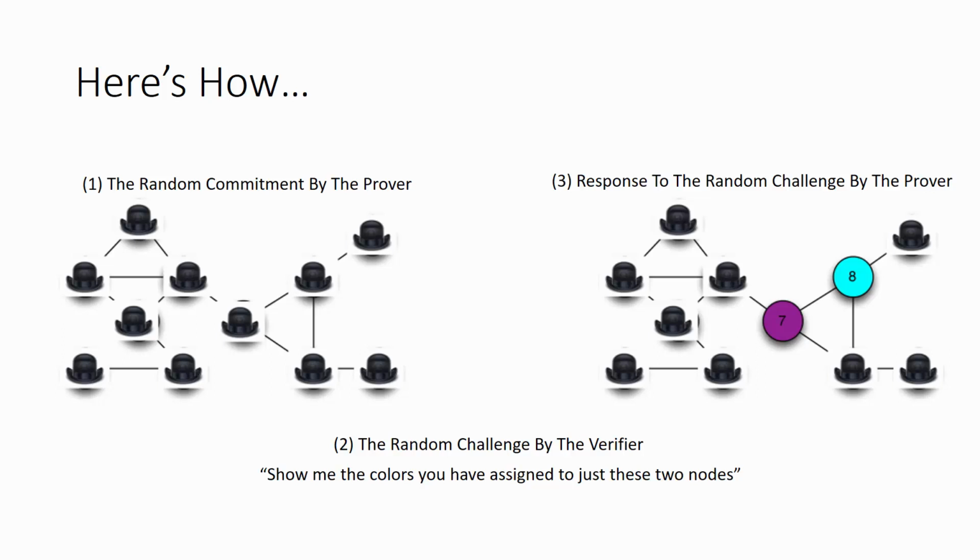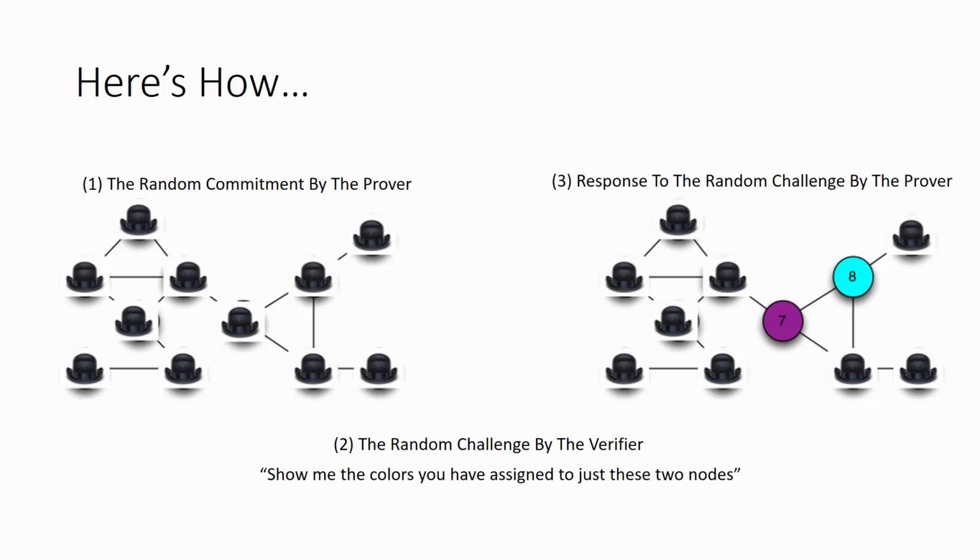Now, the second step is a random challenge by the verifier. The verifier says, I don't want to know your entire solution. I will not ask you to disclose the color of each and every node in the network. But show me the colors you have assigned to just these two nodes. So he picks nodes 7 and 8, for example. Then you respond to the random challenge by disclosing the color of just these two nodes, 7 and 8. And the verifier verifies that they are not of the same color. So there is no conflict.